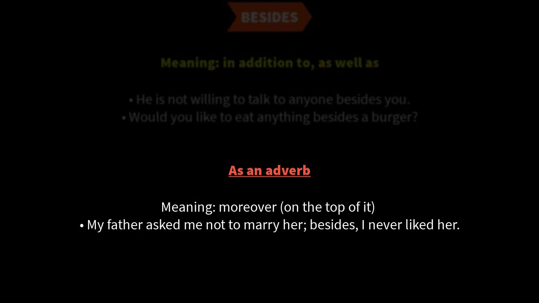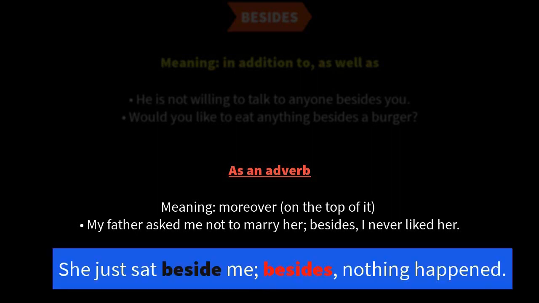Let me show you an example using both beside and besides. She just sat beside me. Besides, nothing happened. She just sat beside me, close to me, next to me. Besides, moreover, nothing happened. Don't run your imagination, nothing happened. Okay, so that's how we use the words beside and besides.